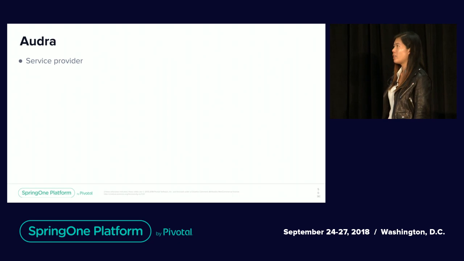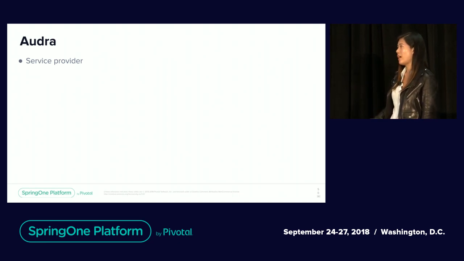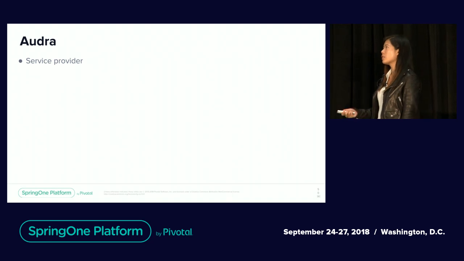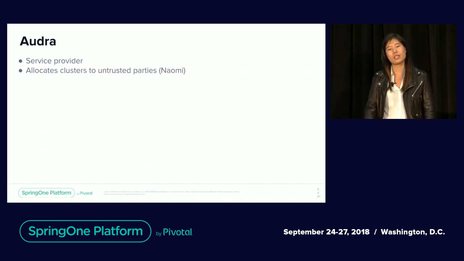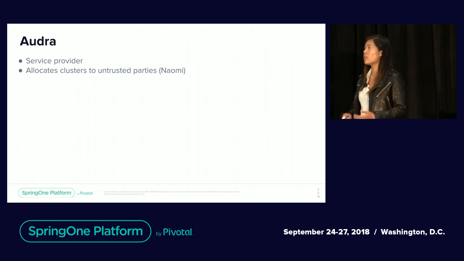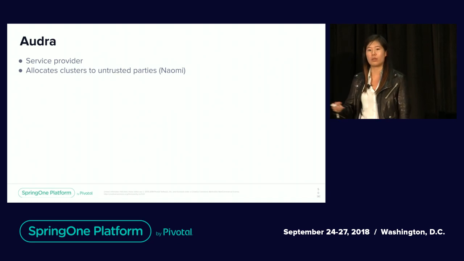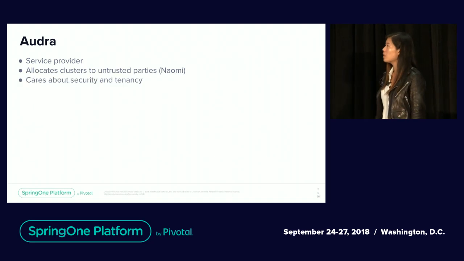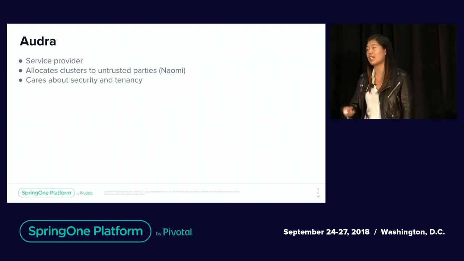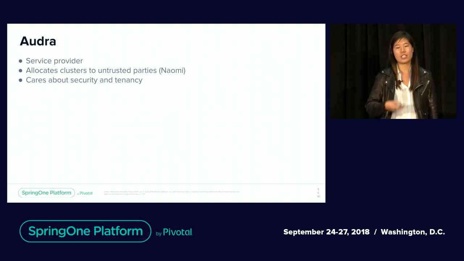You might have guessed from identity, what we really care about is knowing who exactly should be able to access what cluster. And Audra's role as a service provider is really to allocate clusters to untrusted parties, who in this case we'll call Naomi. So these untrusted parties might be other organizations who may want to have access to a cluster but don't want to have to deal with the management and deployment of these clusters themselves.